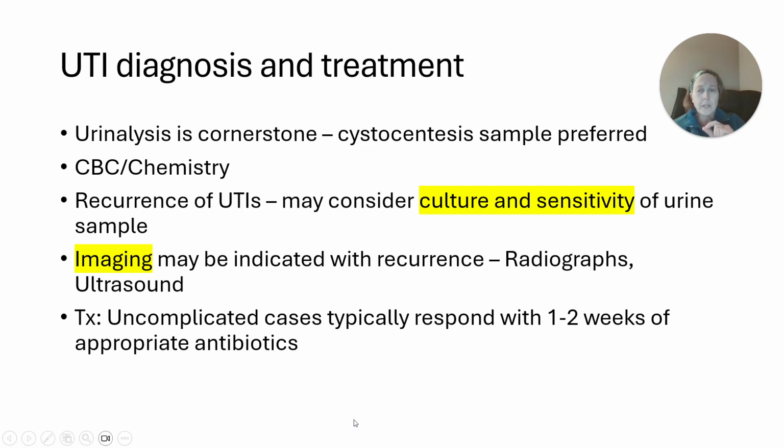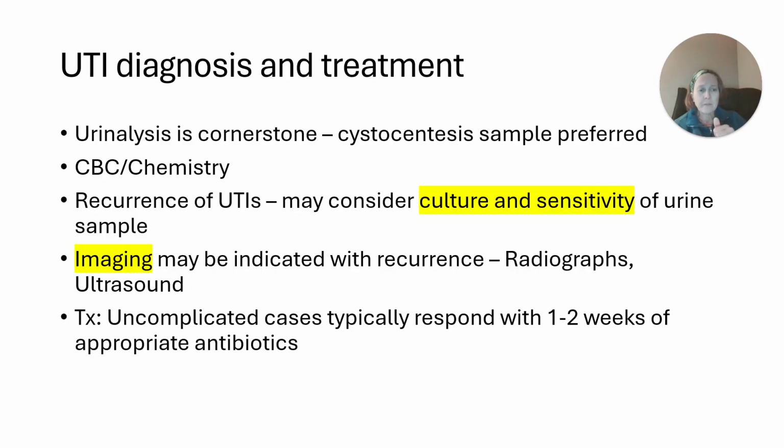All right, so UTI diagnosis. UA is super important, of course. Cystocentesis samples are the gold standard when diagnosing UTI. CBC chemistry can be helpful, but there's not a lot of specific items on that CBC chemistry outside of possibly white blood cells, but they're not always elevated if you have a UTI, and the presence of elevations in BUN and creatinine. Recurrent UTIs are worthy of obtaining a urine culture, sending that urine off to a lab and growing, see what bacteria grows out of that, and see what antibiotics it is specifically sensitive to.